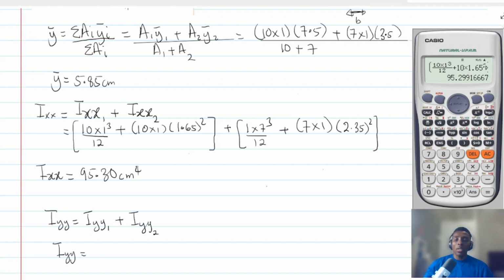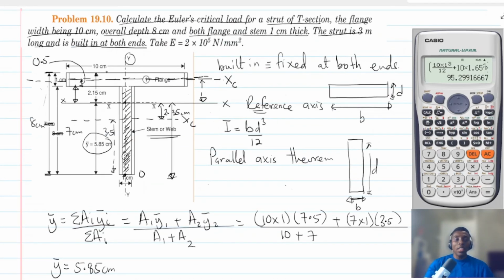So IYY1 will be the IYY of the flange. But if you look at the flange, you see that the y-axis is passing through the centroid. So what this means is that we don't have to waste our time doing the parallel axis theorem, because the reference y-axis exactly coincides with the centroidal y-axis. Okay, so that is it.